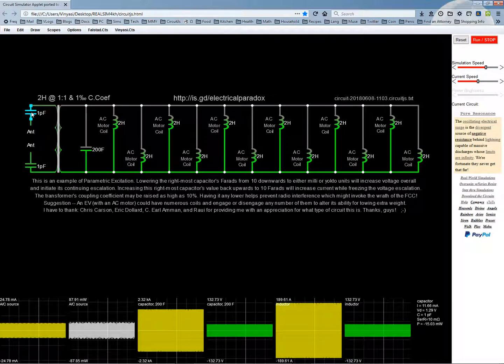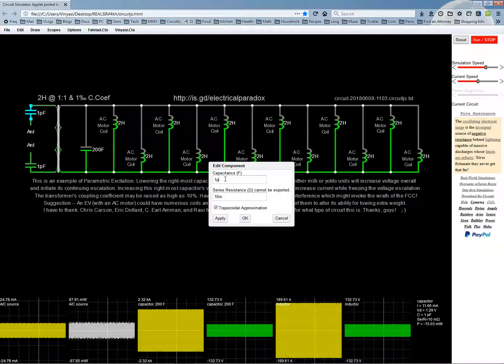So let's try that. Let's make it a femto and see what happens. If you ever wonder why it says "series resistance cannot be exported," it's because I didn't want to go to the trouble of trying to figure out how to take the software code to the next level. Oh no, it was more than that. It was not expedient for me to do so. It's more efficient for me not to do that. So you can temporarily, in the course of running a particular circuit, change the series resistance of your capacitors to some other value than the default value of 10 milliohms. But you cannot save that value. That's the thing.